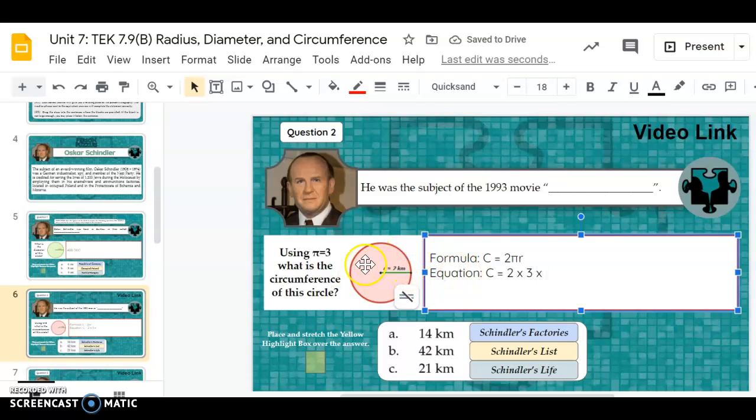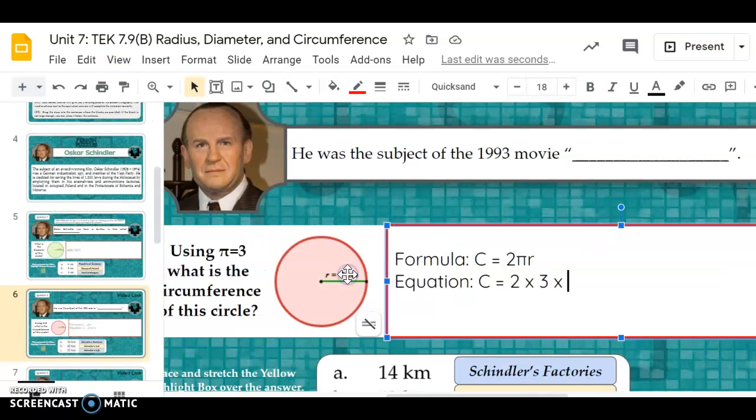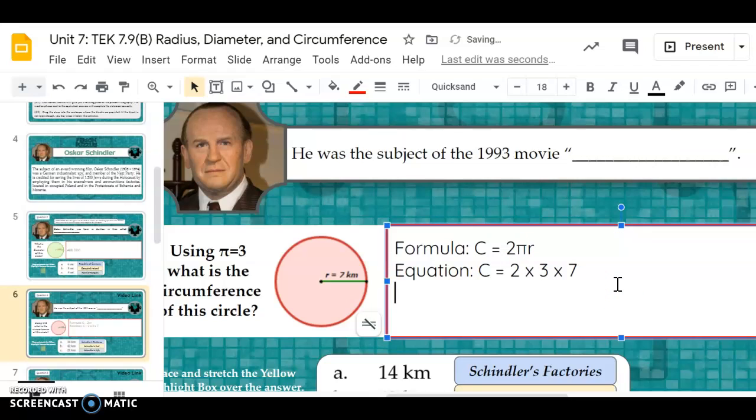What is r? Well, r is my radius. We knew that from the problem before. The radius is a line from the center of the circle all the way to the outer edge. Right here it says my radius is 7. If I can't see that, I need to go to View, Zoom, and make that bigger. So now I can actually see. Where it says r in my formula, I'm just going to type in 7. Now you can see C equals 2 times 3 times 7.